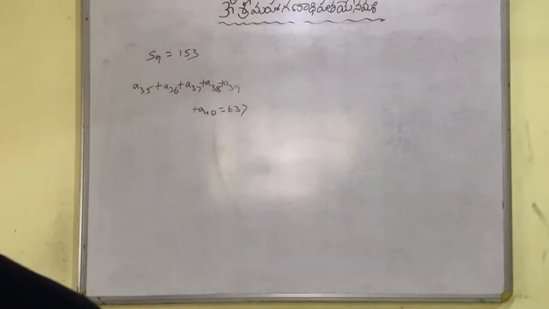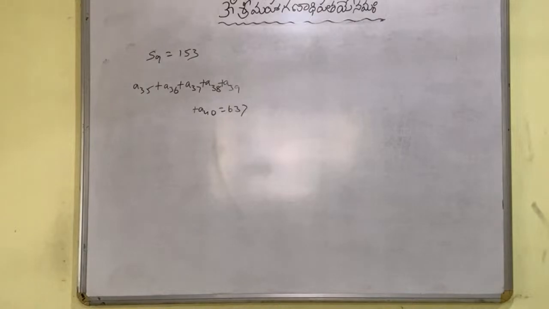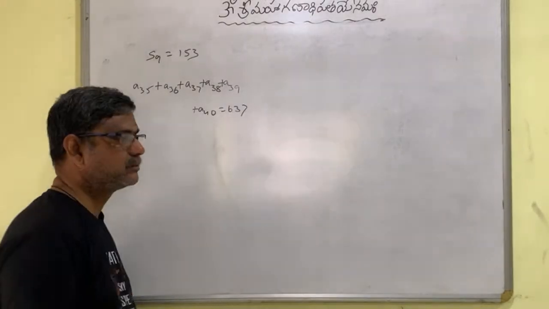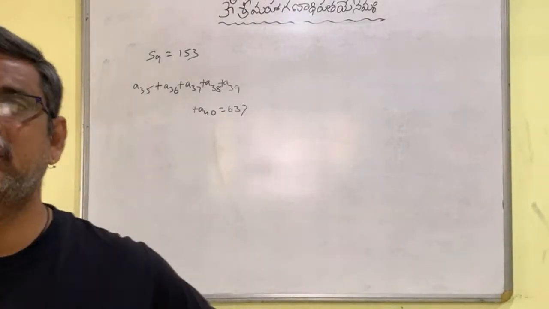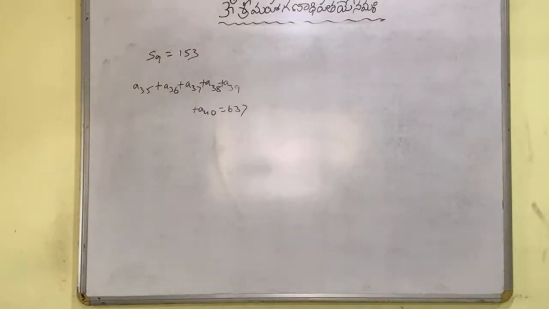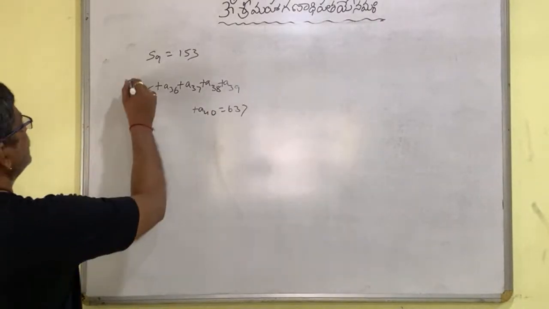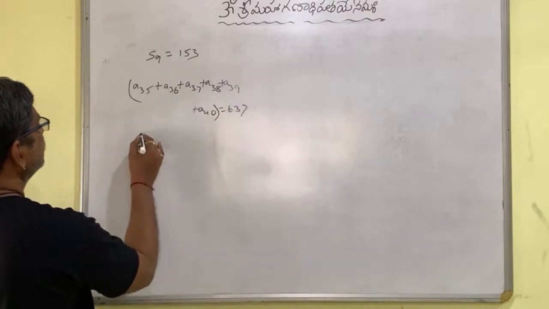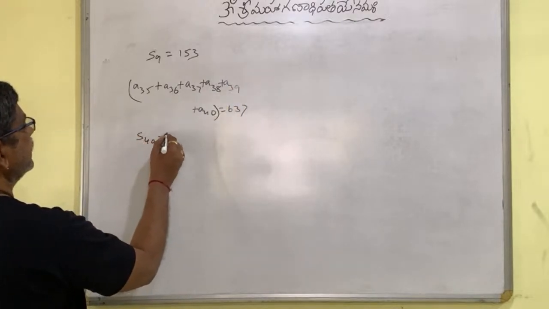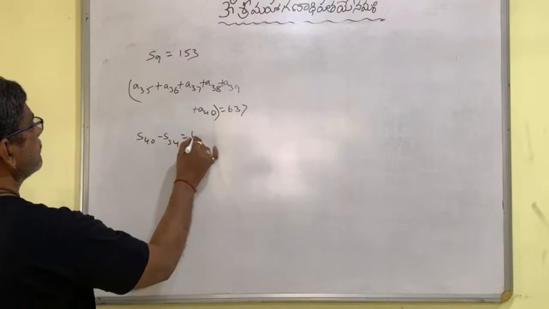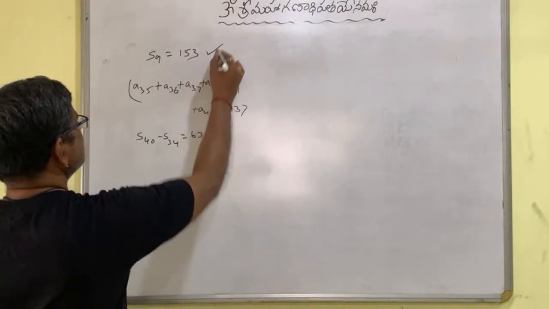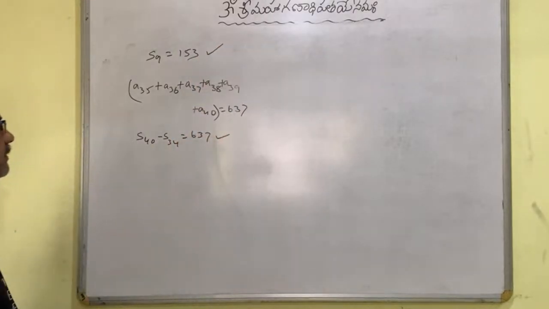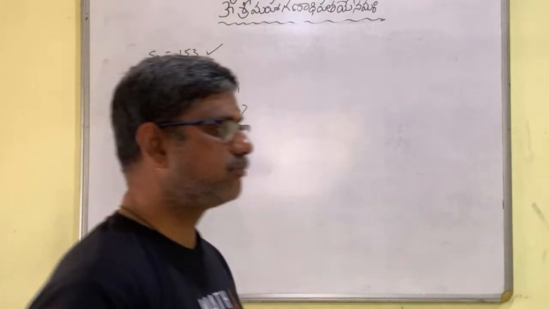Yeah, you can do that also. Last 6 terms, this is nothing but S40 minus S34. You have S9 and S40 minus S34.